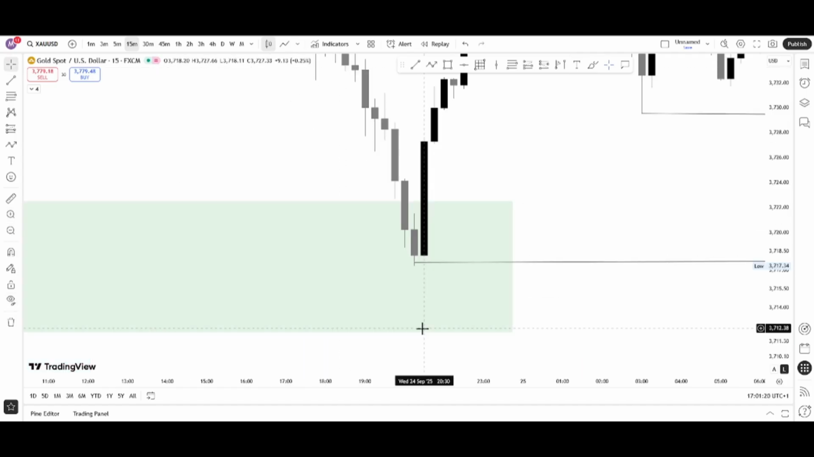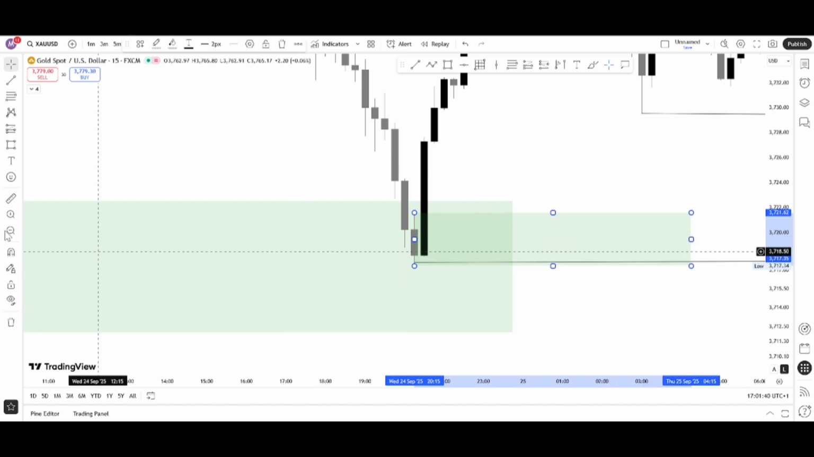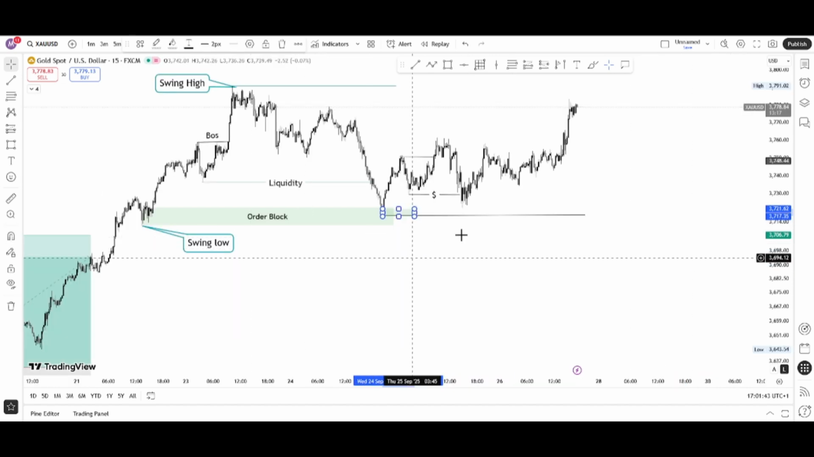What do you want to look at again? Just mark out this zone, and you can see this imbalance here, a fair value gap. Let me mark it out for us. You can see this fair value gap. You can either enter from your fair value gap or mark out your order block, which is the last candle before the break. And let's see what we got here.